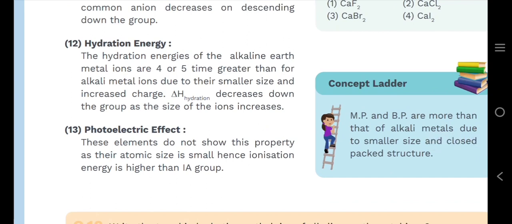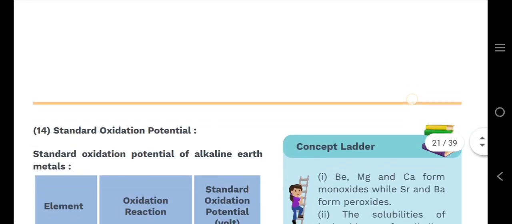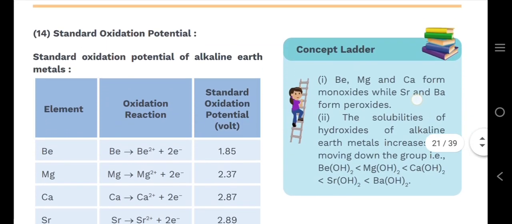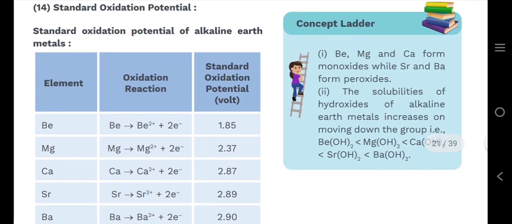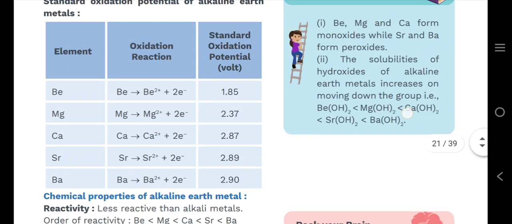Photoelectric effect. These elements do not show this property as their atomic size is small, hence ionization energy is higher than the first group. Standard oxidation potential. Standard oxidation potential of alkaline earth metals is given below. This is a table in which standard oxidation potential of the alkaline earth metals is given.